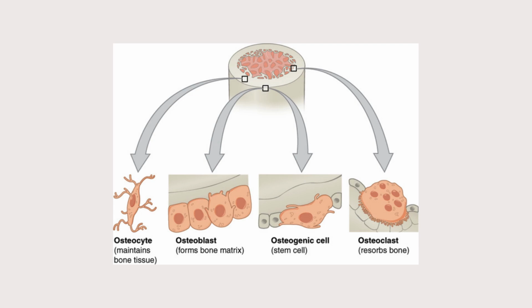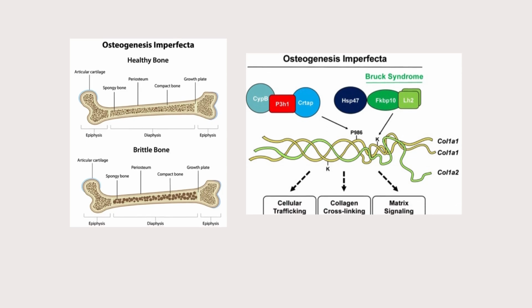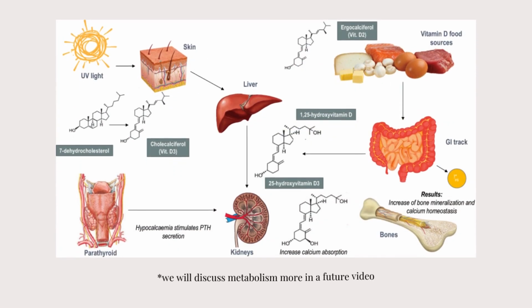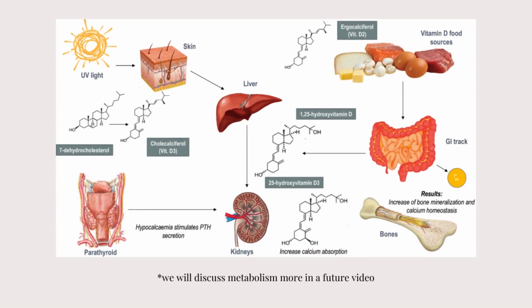Genetic factors are crucial. Mutations in genes like COL1A1 and COL1A2, which encode type 1 collagen, can lead to conditions such as osteogenesis imperfecta, where bones are brittle and prone to fractures due to abnormal collagen production. Nutrition plays a critical role. Adequate intake of vitamin D, calcium, phosphorus, and other nutrients is essential for proper bone growth and mineralization. Vitamin D, for example, is crucial for calcium absorption, necessary for bone strength and development.